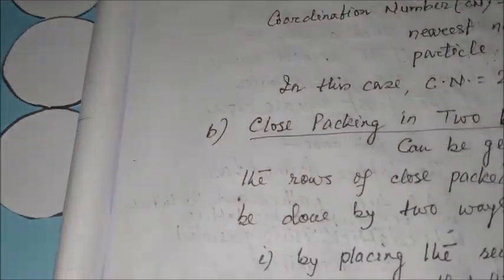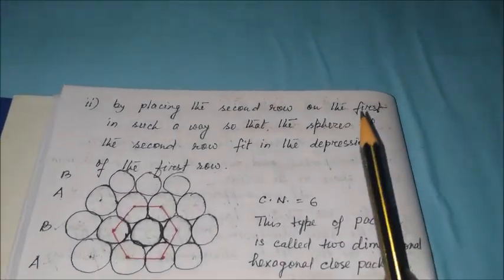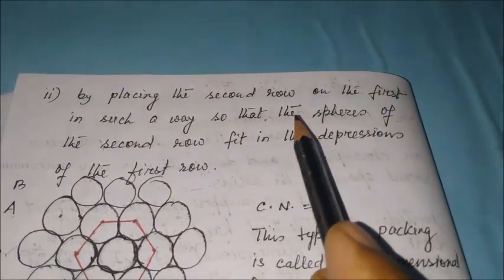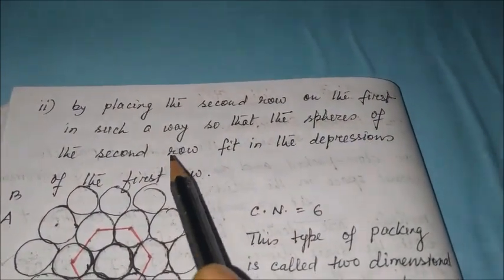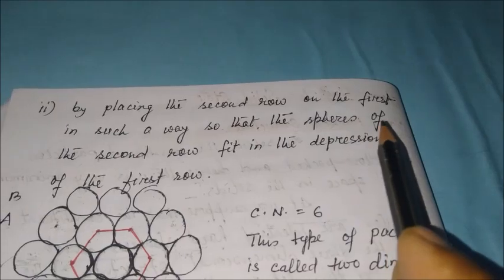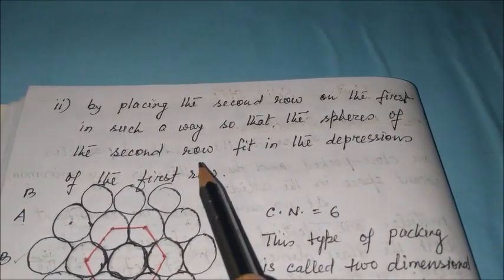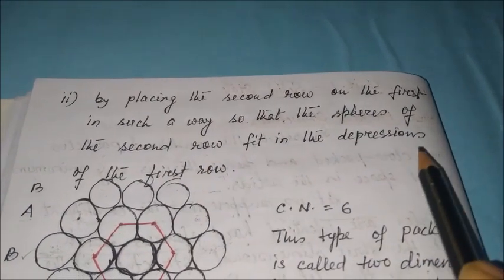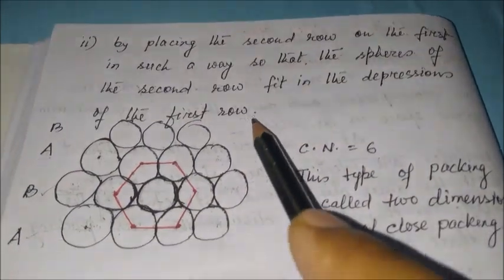The next way is by placing the second row on the first in such a way that the spheres of the second row fit in the depressions of the first row.